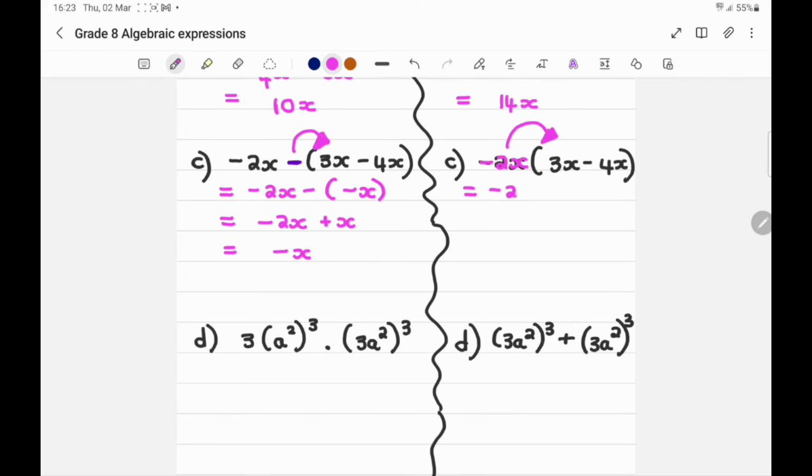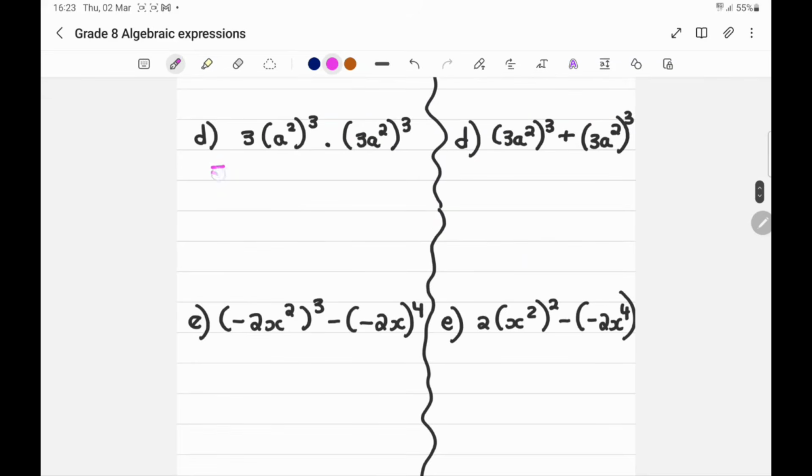Right, over here, the negative 2x stays. And inside, 3x minus 4x is negative x. And now we're going to multiply negative 2x with a negative x. Negative times a negative is a positive. 2 times 1 is 2. And x times x is x squared.